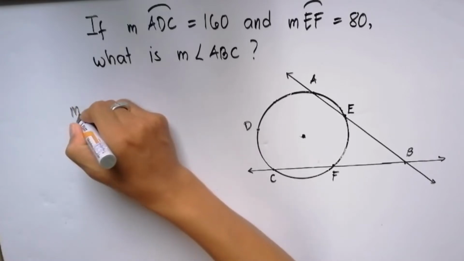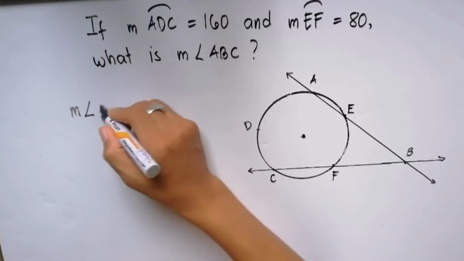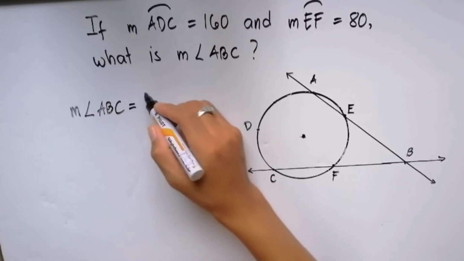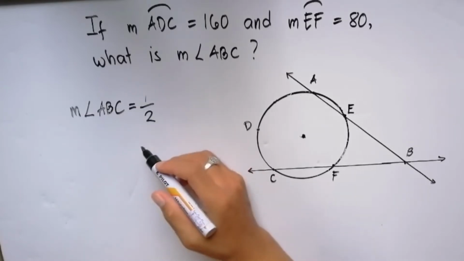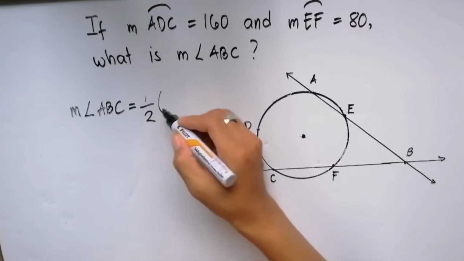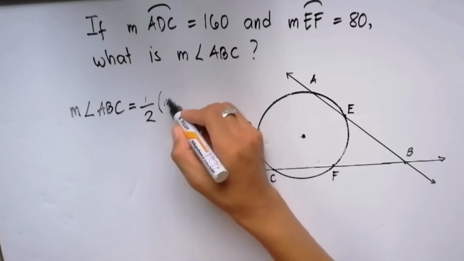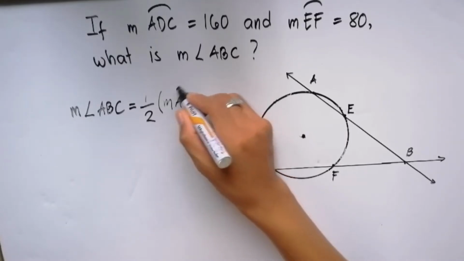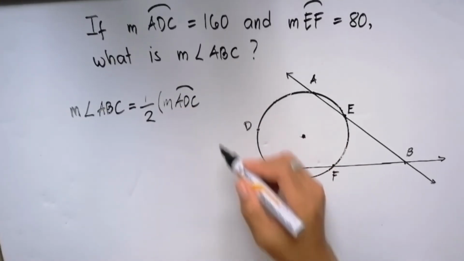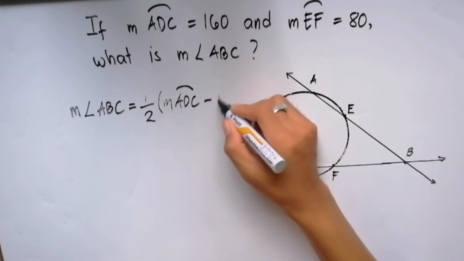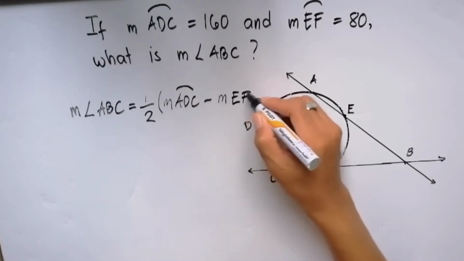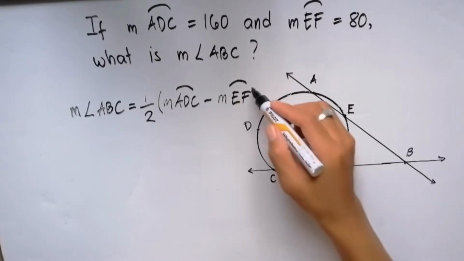So again, the measure of angle ABC is equal to 1/2 of the measure of the arc ADC, this arc, minus the measure of the arc EF, this one.